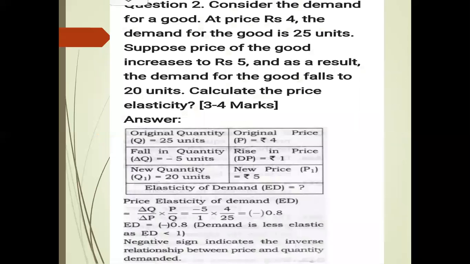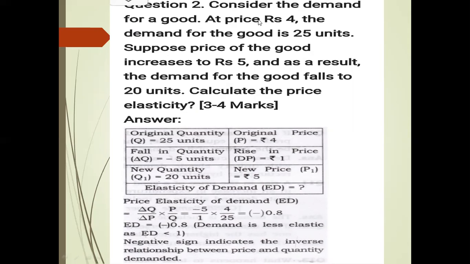Let's see one or two examples today, based on price elasticity of demand. The question is: consider the demand for a good at price 4. The demand for the good was 25. Suppose the price of the good increased to 5 and as a result the demand for the good fell to 20 units. Calculate the price elasticity. These are very simple, very basic questions on elasticity. So here, what is given?